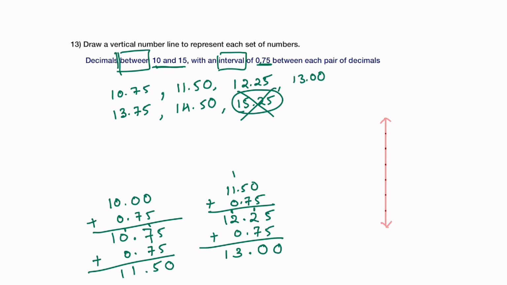So these are the numbers that we need to plot here now. So we start from here, 10.75, then we have 11.50, that's 12.25, that's 13, then you have 13.75, and finally 14.50. Right? Good so far? Enjoying? Great.